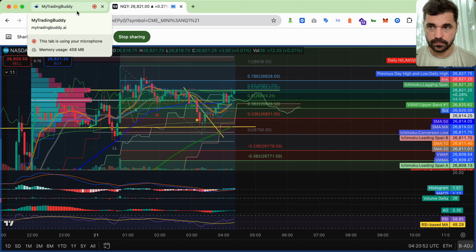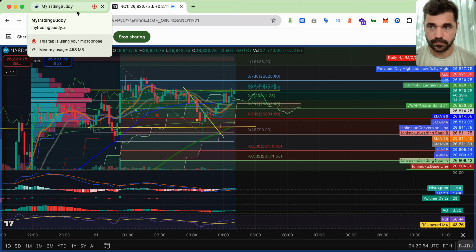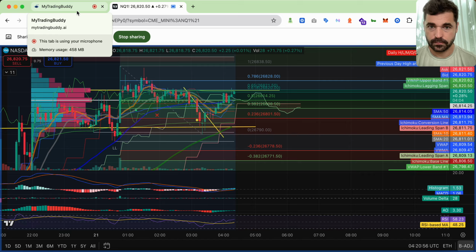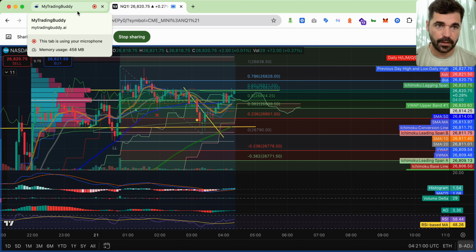I also just noticed the latest liquidity map update shows buy-side liquidity moved to 26,820.75. Does that checklist cover everything you needed? Yeah, thank you very much.